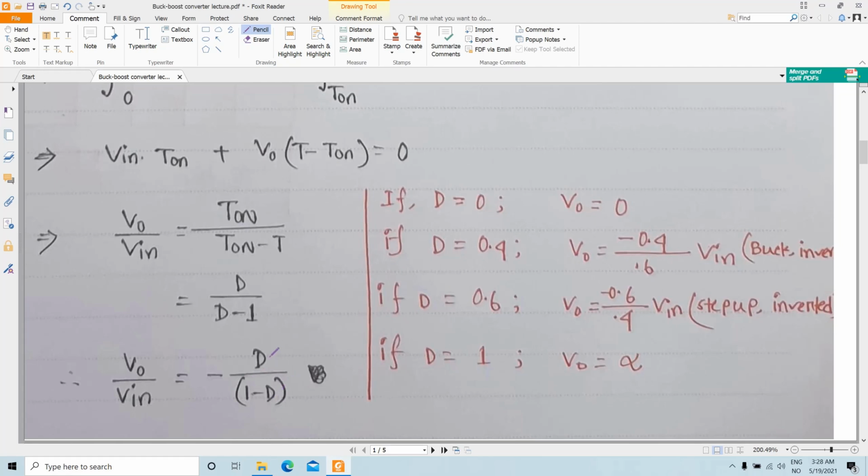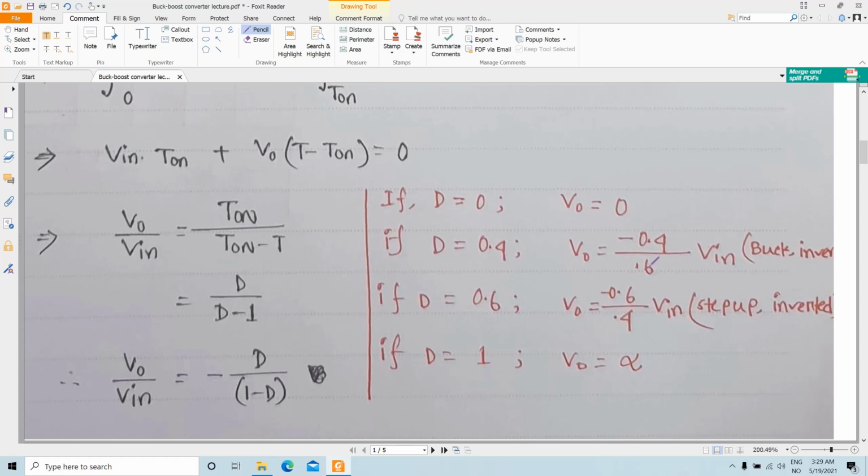Now we can control the duty cycle, or the on-off time of the switch. By controlling this duty cycle D, we can control the output and input voltage ratio. When D is equal to 0, for example, our V output will be equal to 0. When D is, for example, equal to 0.4, our V output is equal to minus 0.4 divided by 1 minus 0.4, which is 0.67.